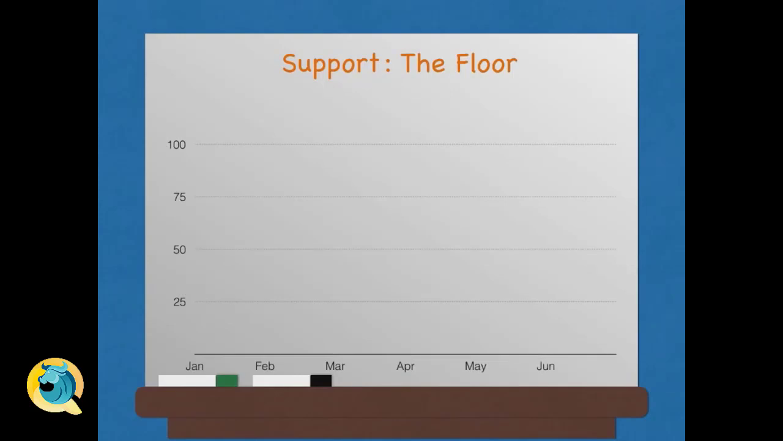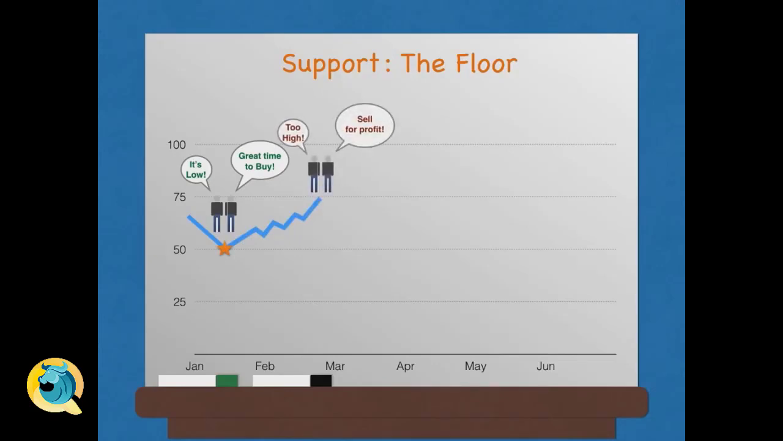Let's say we're analyzing a stock for the past 6 months. Buyers may want to buy the stock at $50, thinking that this is a great time to buy the stock. So as traders buy, the stock price begins to rise. 2 months later, traders see that the stock price is too high, so they stop buying or previous owners begin selling for a profit, so the stock price goes down.